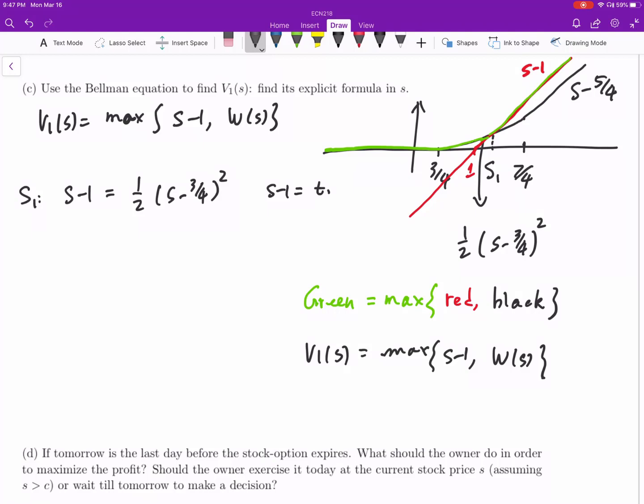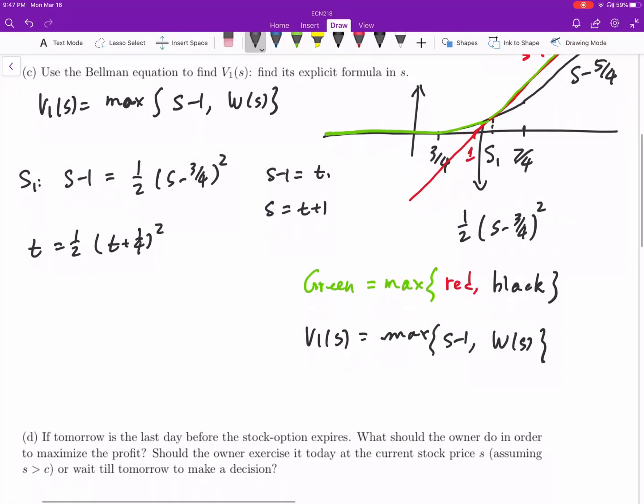Okay, and then after we solve for t, s is going to be simply t plus 1, right? That's the one we have. And we know that s1 must be between 3/4 and 7/4. So we have this equation. This one over here is going to be t is equal to 1/2, and s minus 1 is equal to t. So s is going to be t plus 1. So this one over here is going to be (t plus 1/4) squared. Okay. It doesn't make it much easier than the other one, but I hope it can simplify this solution a little bit.